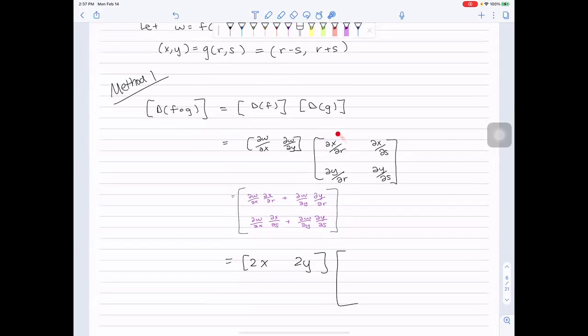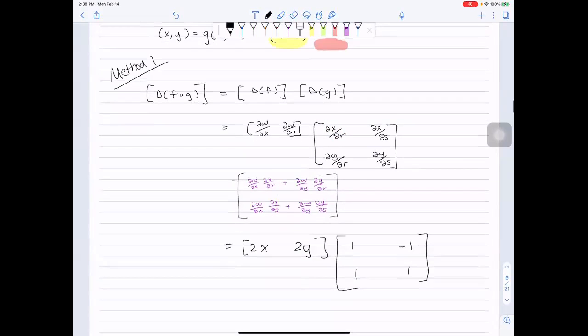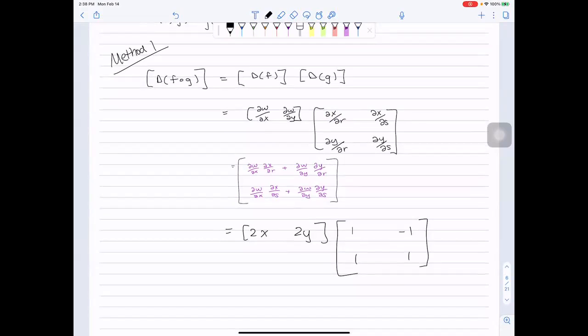Then the partial of x with respect to r. So x is our first output. Take the derivative with respect to r, we get 1. Derivative with respect to s is -1. Then our second output in red, partial with respect to r is 1, with respect to s is 1. So when you multiply this, you get 2x plus 2y and -2x plus 2y.